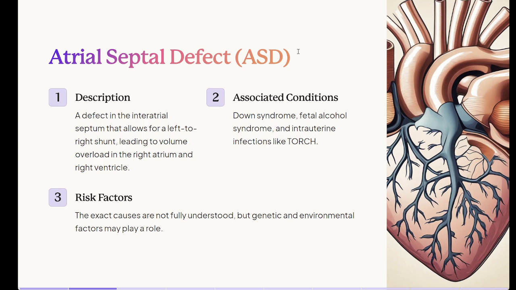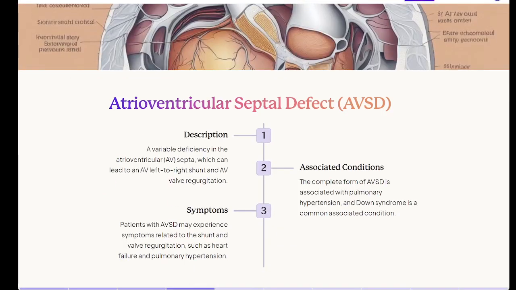TORCH. Ventricular Septal Defect, VSD: defect in the interventricular septum causing a ventricular left-to-right shunt and RV and LV volume overload, which can lead to pulmonary hypertension. Maternal diabetes, Down syndrome, intrauterine infections, e.g. TORCH. Atrioventricular septal defect, AVSD: variable deficiency in the atrioventricular (AV) septa, potentially causing an AV left-to-right shunt and AV valve regurgitation. The complete form is associated with pulmonary hypertension.